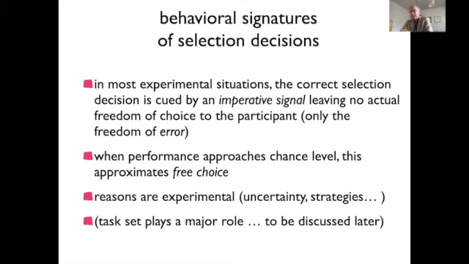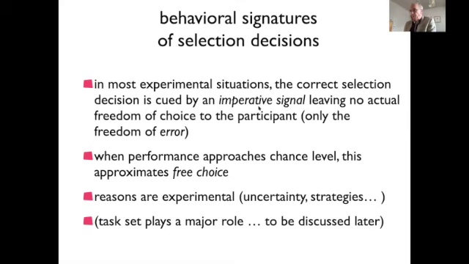It turns out that the literature on that is actually a little complex, because it's difficult to study experimentally something like free choice, just letting you decide what you want to do. In contrast, most experiments have what we call an imperative signal that tells the participant what the right choice is, what choice to make.